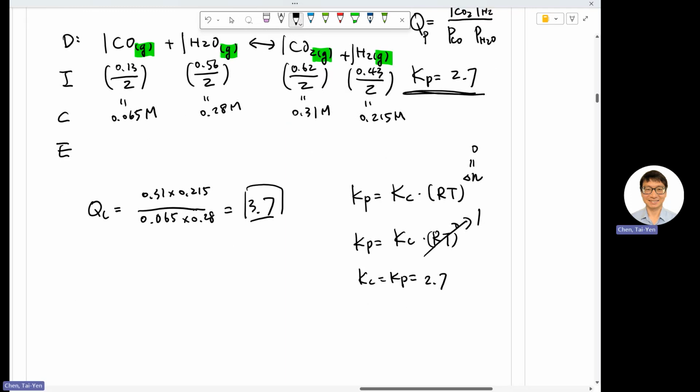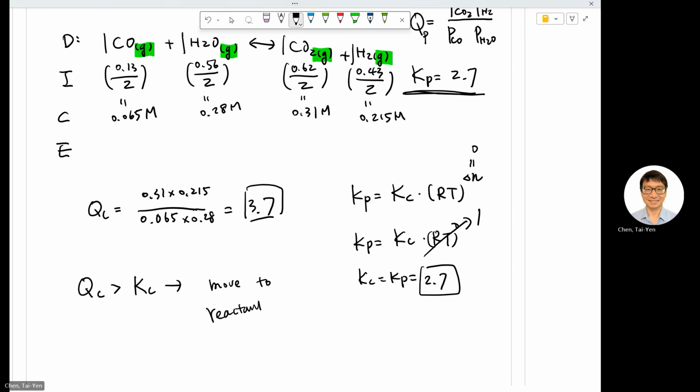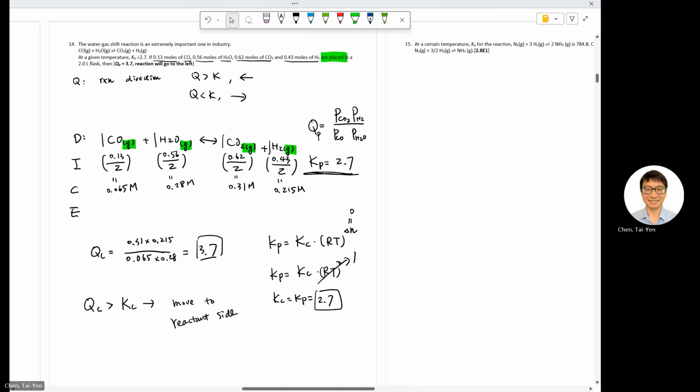Then you compare this to that. Since your QC is larger than your KC, therefore you know you have too much product. So you're going to move to the reactant side. All right? So let's look at how you solve this question. Okay, next.